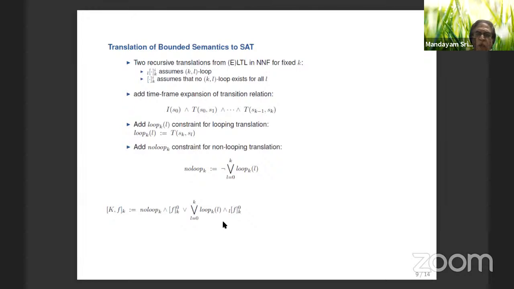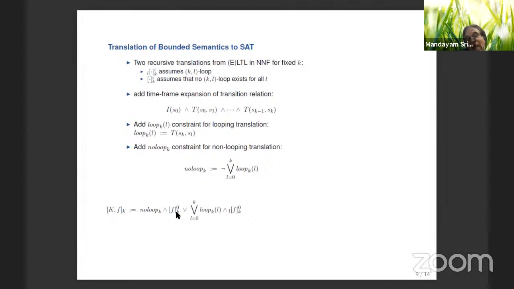And this is the property part. So the entire BMC formula will have this part, as well as the part that asserts that it is a K-long path starting from S0, as well as the property path, which is a disjunction of the looping translation and the non-looping translation. This basically says if it's looping, then it is true if it follows the looping translation. If not, it is as per the non-looping translation.